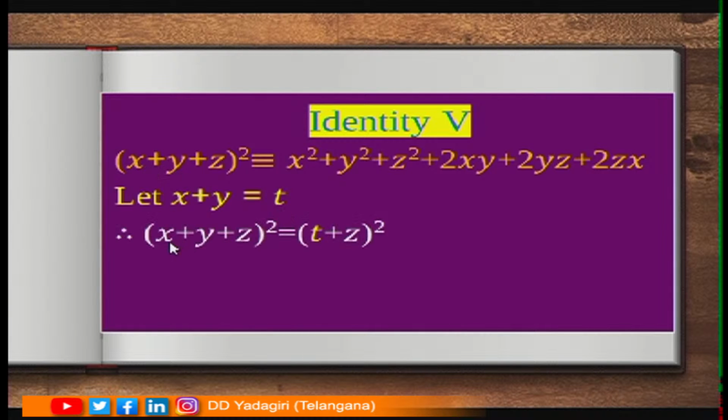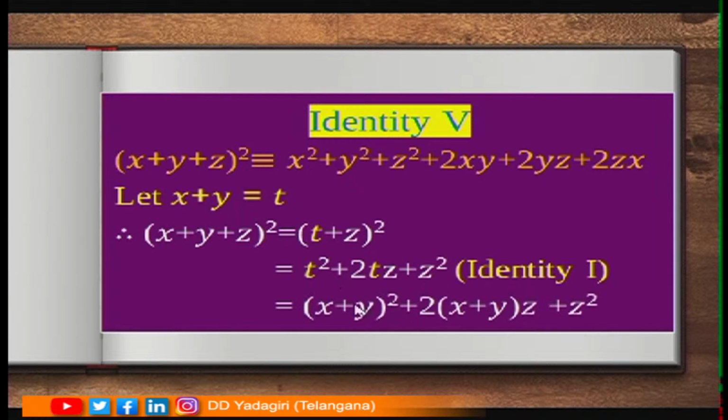So, we can write this x plus y plus z, in place of x plus y, you can take it as t. So, t plus z whole square. It is of the form t plus z whole square, so it is t square plus 2tz plus z square. Now, what is t here? t is nothing but x plus y.